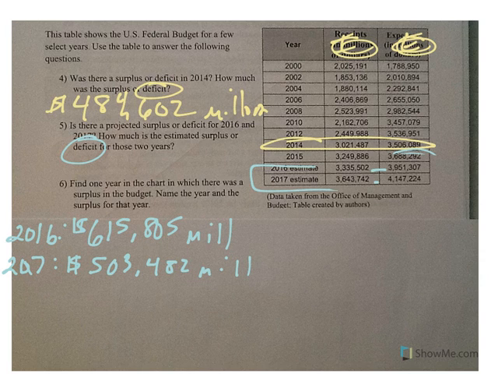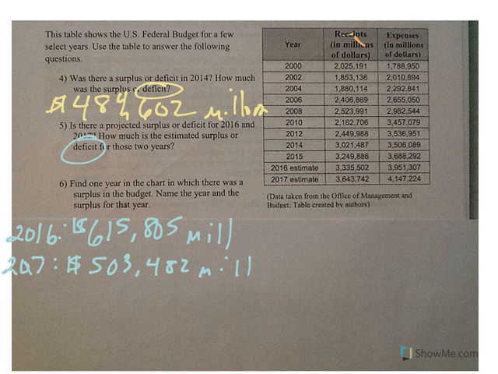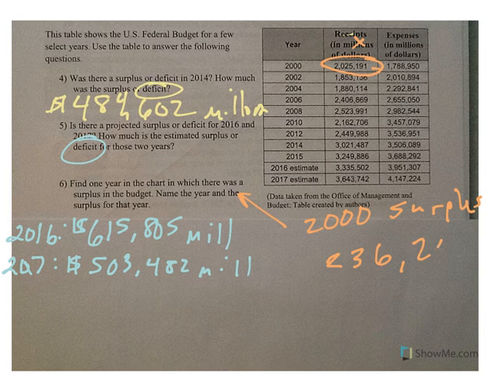Now in number 6, find one year in the chart where there was a surplus. So we're looking for the one year where the receipts were bigger, and that is the year 2000, the year I graduated from high school. So for number 6, the year 2000 had a surplus, and if we subtract those two to find the difference, it was $236,241 million surplus in the year 2000.